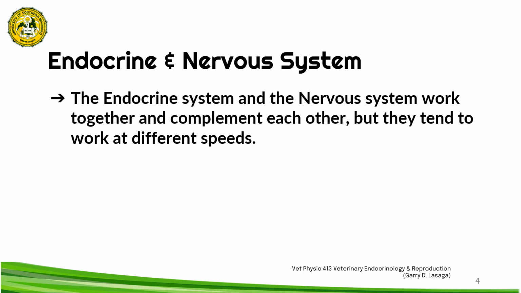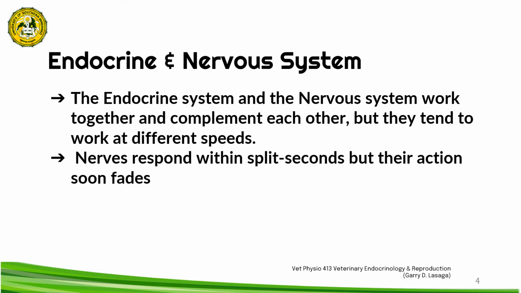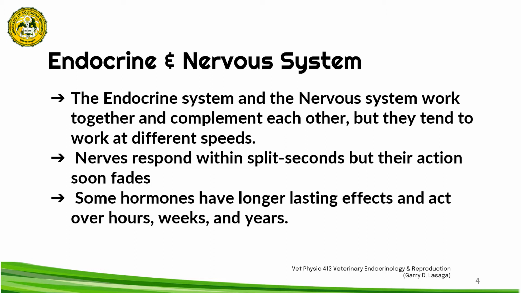It is said that the endocrine system and the nervous system work together and complement each other, but they tend to work at different speeds. The nerve, which is a component of the nervous system, responds within split seconds, but its action soon fades. Meanwhile, the endocrine system, particularly the hormones, have longer lasting effects and act over hours, weeks, and years.